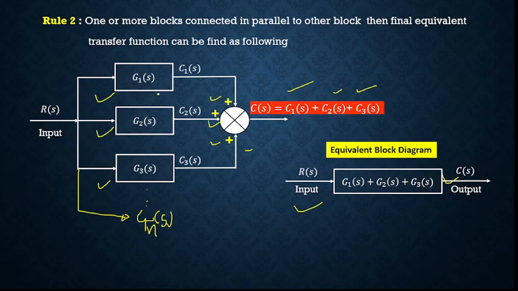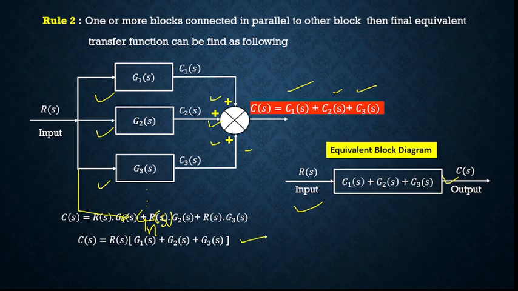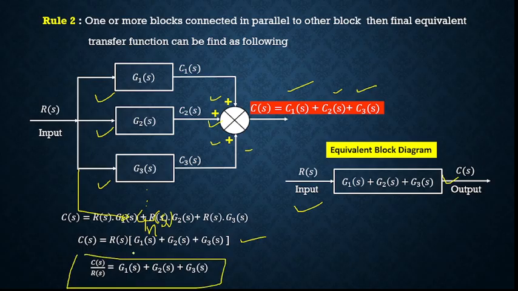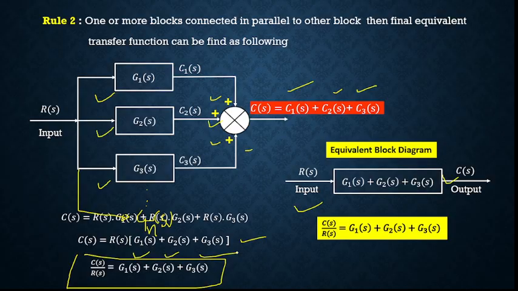So if you find out your G1 of S, it will be C1 of S upon R of S, C2 of S upon R of S, C3 of S upon R of S. So combined R of S will be there. You are going to get here G1 of S plus G2 of S plus G3 of S. So this is the transfer function of the system, which is G1 of S plus G2 of S plus G3 of S. It is the same as that of the parallel connection in any system we are using. So this is the transfer function and the equivalent block representation of the blocks when they are connected in parallel.